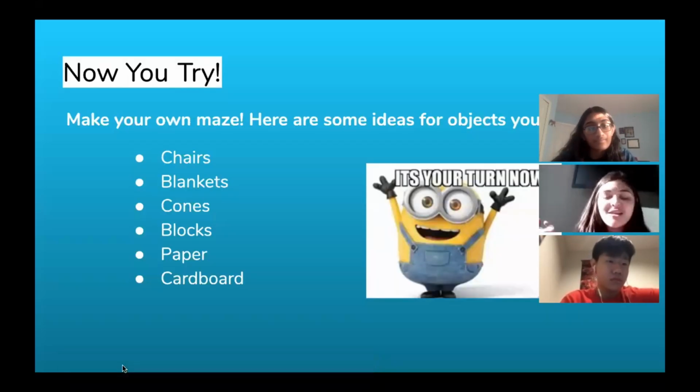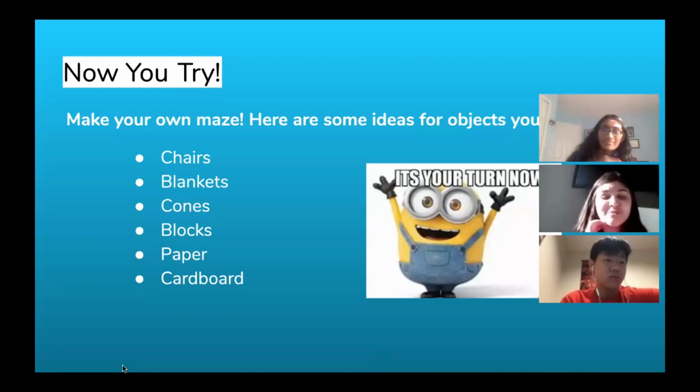All right, guys, it's your turn to try. So grab anything and everything around the house, for example, chairs, blankets, cones, blocks, paper, and even cardboard, and set up your own maze. Remember, be as descriptive as possible so it's easier to get through the maze.